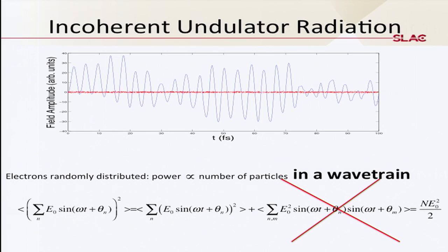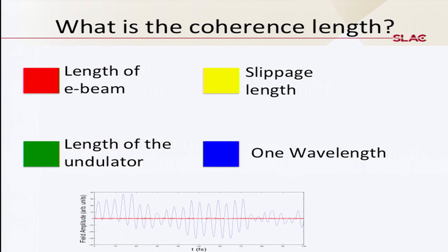And now my favorite moment, I get to use the card. So I'll give you a few minutes to think about this. What is the coherence length of the radiation emitted in this situation? You have a lot of electrons that are distributed over many wavelengths, randomly distributed. So what's the coherence length? The length of the beam, the slippage length, the length of the undulator, or one wavelength? Have a few minutes to think about it.